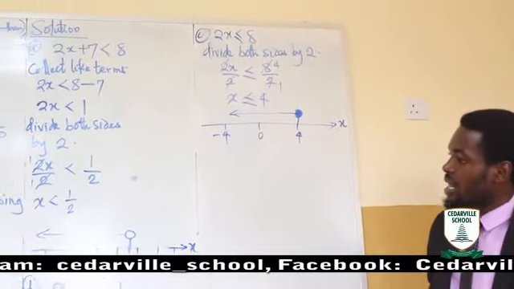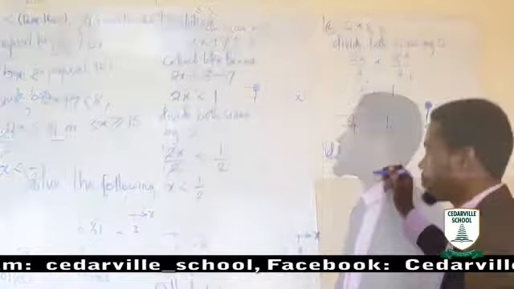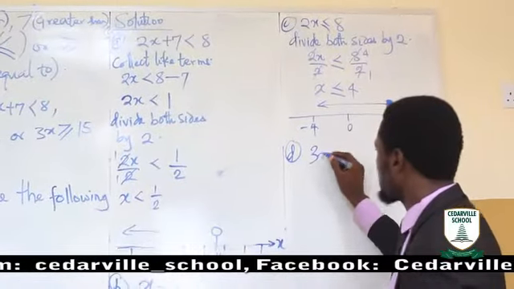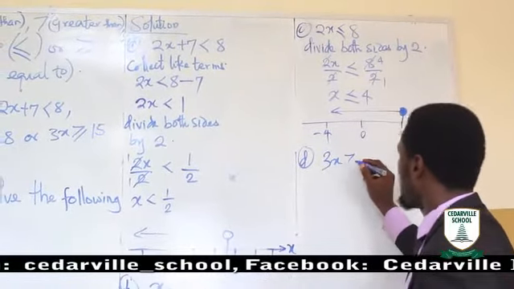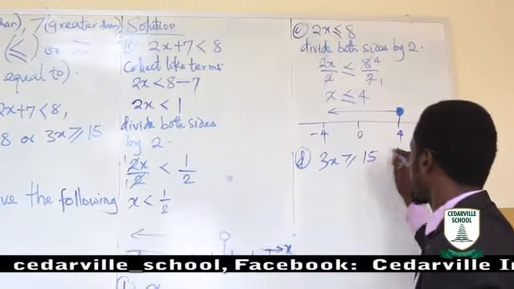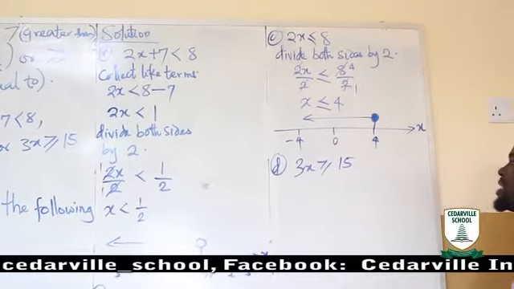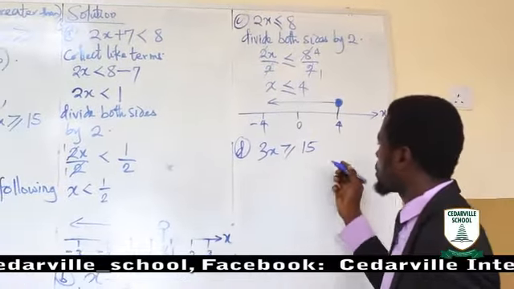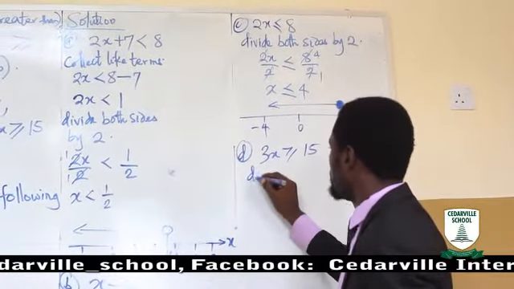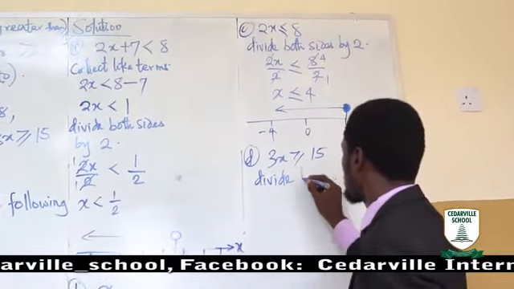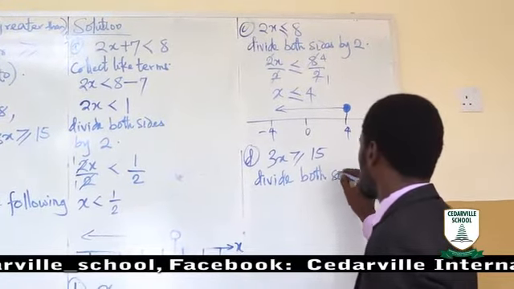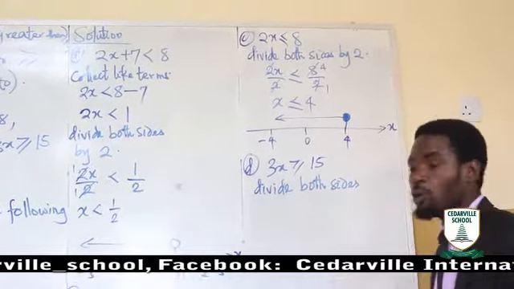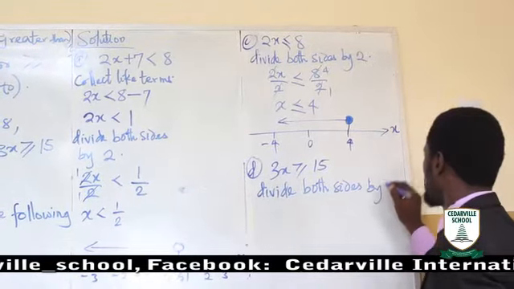Let's look at the next example for better clarity. We have 3x greater than or equals to 15. So we divide both sides by 3. Divide both sides by 3.